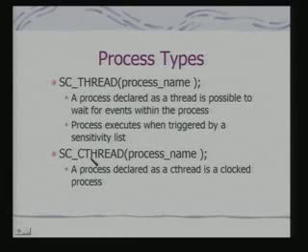Then you have SC_CTHREAD and a process name. A process declared as a C thread is a clocked process. So you can understand what is happening here. This is actually a process, and a process means a set of actions. This set of actions is synchronized with respect to a clock. So I am actually providing a description of the hardware through these methods, and a module would be nothing but, in a way, a hardware, with the ports providing the channels for communication.